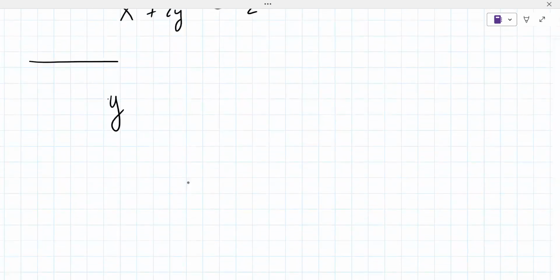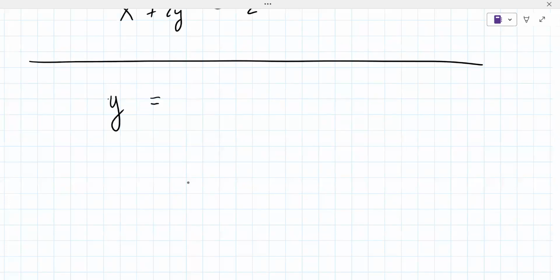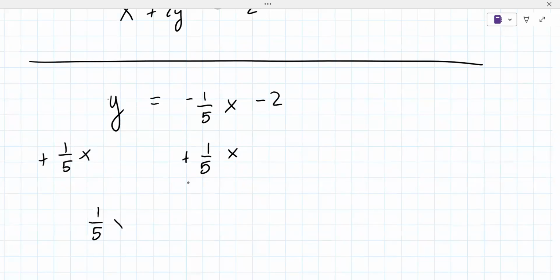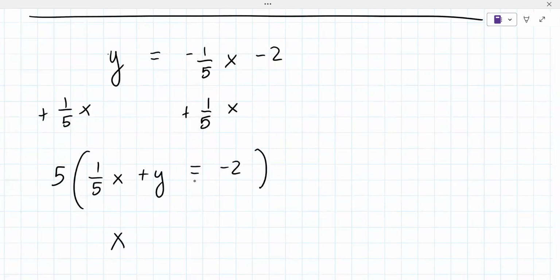All right, so let's do a few more like this. Let's say it's already in slope-intercept form. Let's say it's like negative 1/5 x minus 2. So this time again, you're gonna add 1/5 x to both sides. So 1/5 x plus y equals -2. Now what do you multiply both sides by? 5. By 5. Okay. So that's x plus 5y equals -10.